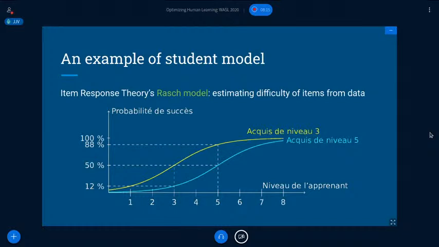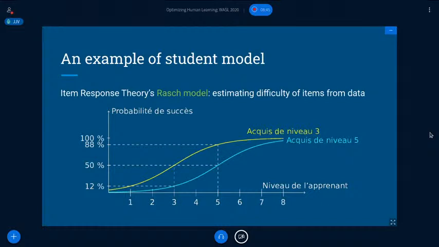So this is why you would have like 88% probability to get this level 3 item correct, but they would have only 50% chance to get correct an item of level 5. So which is a blue curve. So that's what we can learn directly from data. You can actually try to learn where these curves are located in what you are trying to assess from the student.